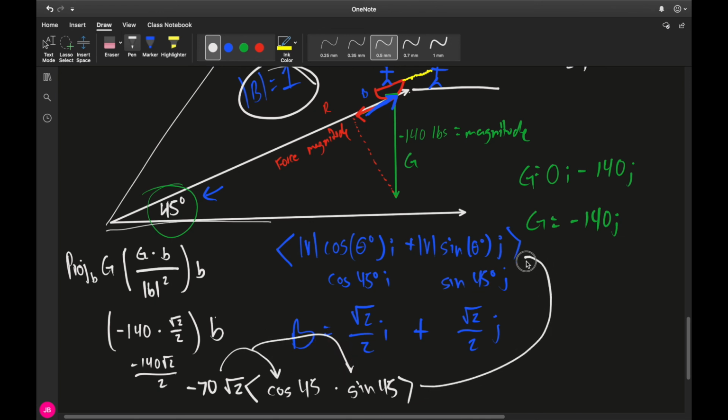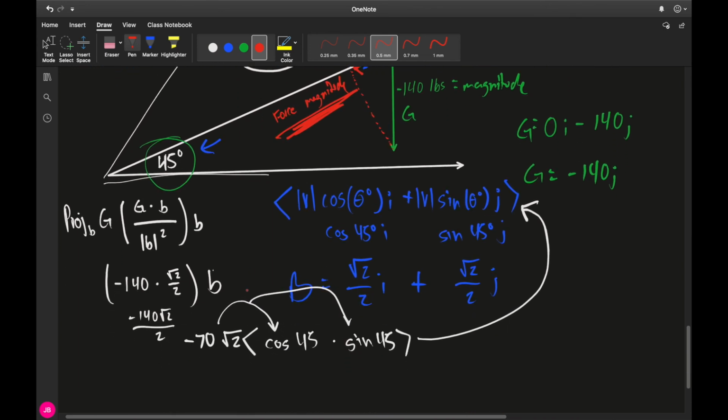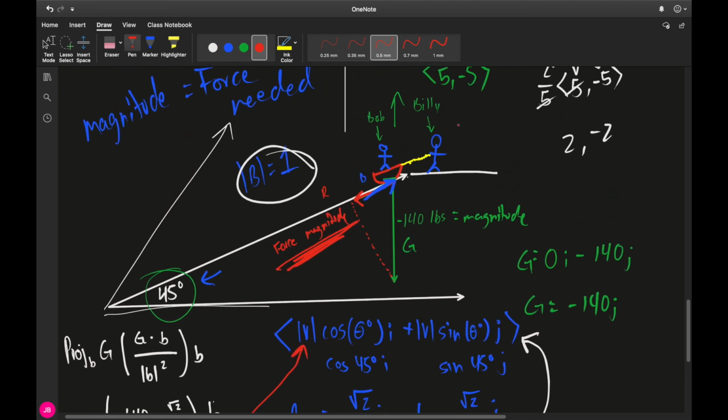So when I distribute this, I'm going to go back to this equation. But I don't need to go back because, if you remember, what we're really looking for is the force or the magnitude of r, my red vector, the one that's here, the one that Billy is using to hold up Bob. So in reality, if I were to distribute this, I would just be using my magnitude to find my magnitude, which I already have. It's negative 70 times the square root of 2. So Billy is using negative 70 times the square root of 2 pounds to hold up Bob.